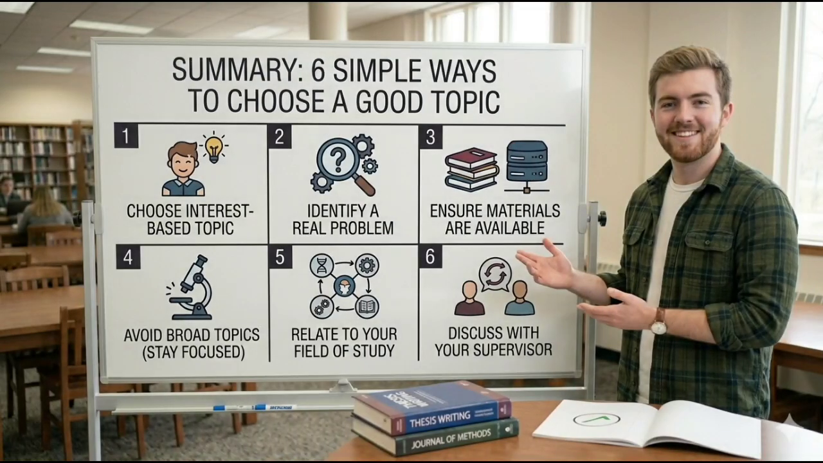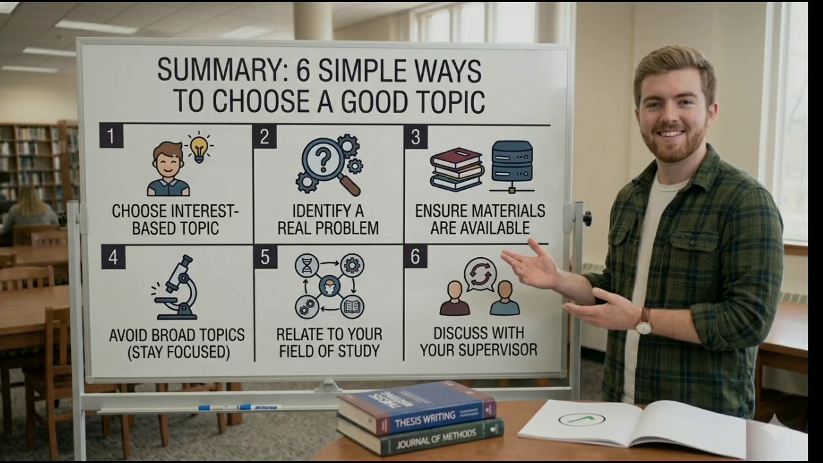To summarize, here are 6 simple ways to choose a good research topic. Choose a topic you are interested in. Identify a real problem. Make sure materials are available. Avoid broad topics. Choose something related to your field. Discuss your ideas with your supervisor. Remember, a good research project starts with a good topic, so take your time and choose wisely.